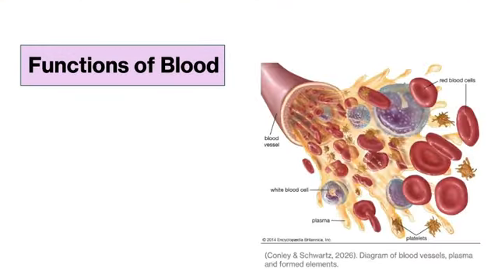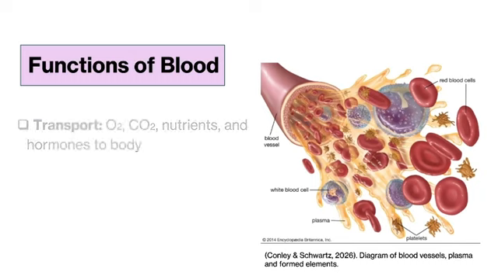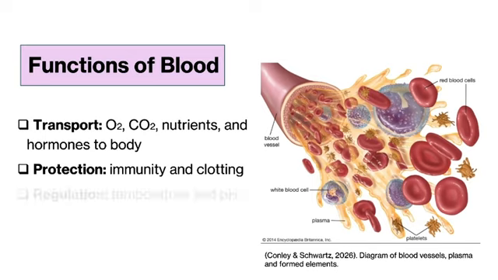Blood is a specialized connective tissue in the human body. It serves several functions, including transporting oxygen, carbon dioxide, nutrients, and hormones, protection through immunity and clotting, and regulating the body's temperature and pH.